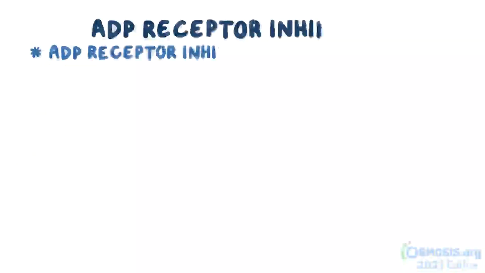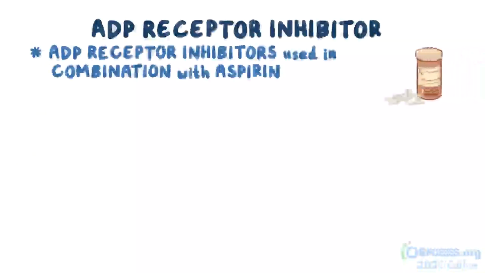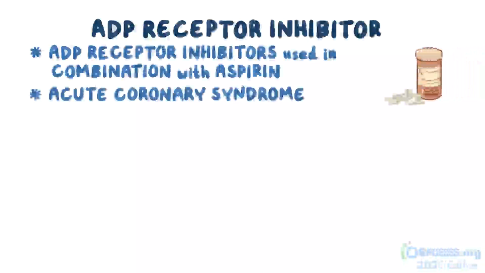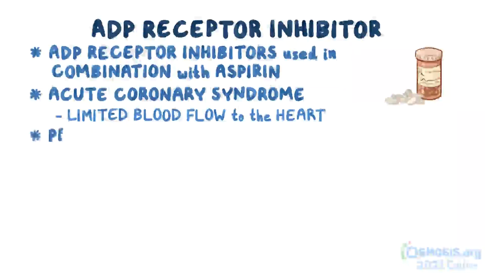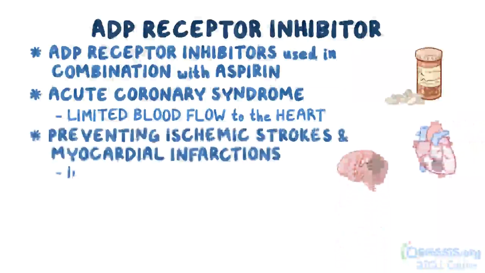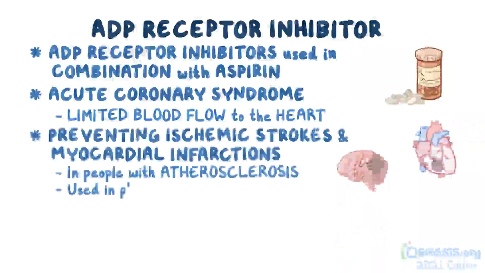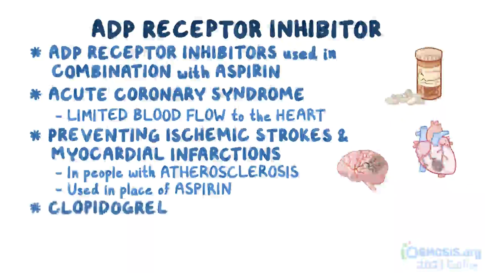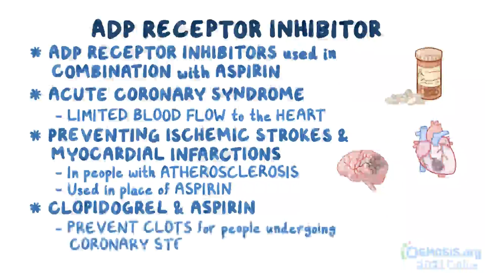The ADP receptor inhibitors are used in combination with aspirin for the treatment of acute coronary syndrome, which is a spectrum of symptoms that arise when there is limited blood flow to the heart. They are also effective for preventing ischemic strokes and myocardial infarctions in people with atherosclerosis, and can be used in place of aspirin if the person has an aspirin allergy. In fact, clopidogrel is considered equally effective as aspirin. Additionally, the medication clopidogrel has been used in combination with aspirin as a pretreatment to prevent clots from forming for people undergoing coronary stenting. This is a procedure where blocked vessels in the heart are kept open using a tube-shaped device.